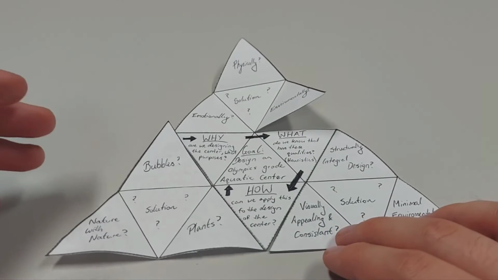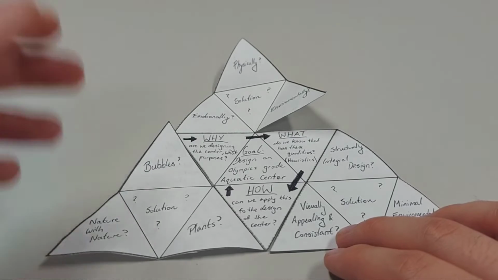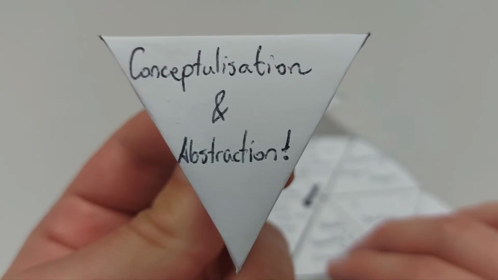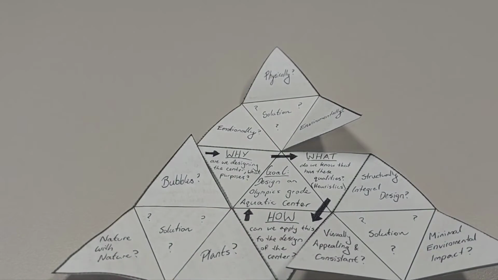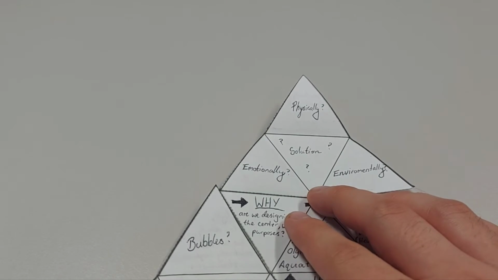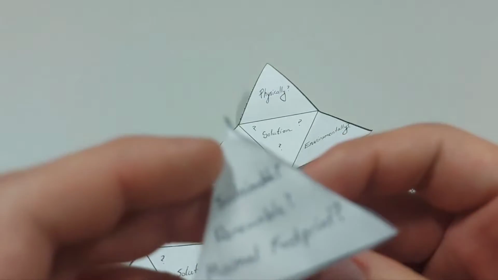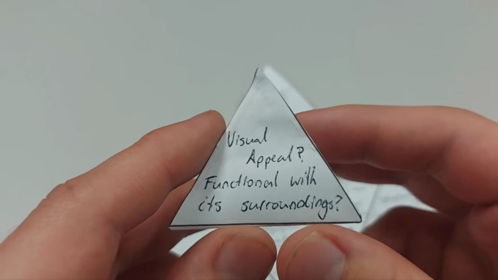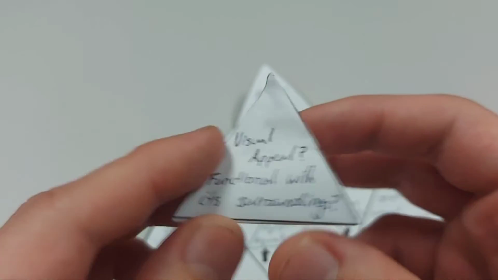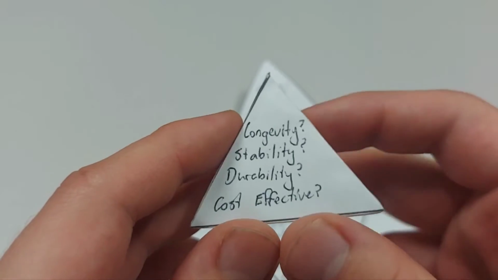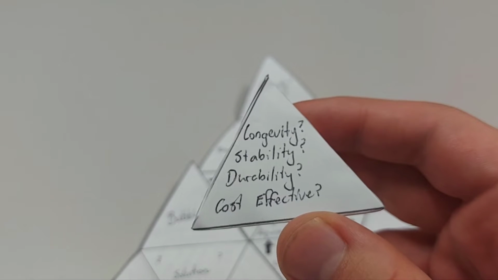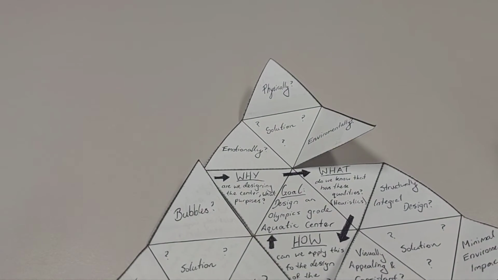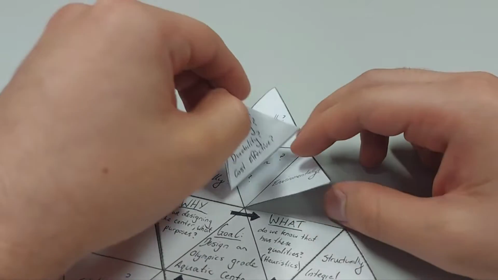Another way to say why is, why are we designing the solutions and what are the requirements? To solve this, we're going to use conceptualization and abstraction. So let's conceptualize about emotional, environmental, and physical requirements. We may need to be sustainable, renewable, and have a minimal footprint. We may need visual appeal, be functional with our surroundings, and it may need to have longevity, stability, durability, and cost effectiveness. So now that we've defined these, maybe we can define a requirement for each one of these.